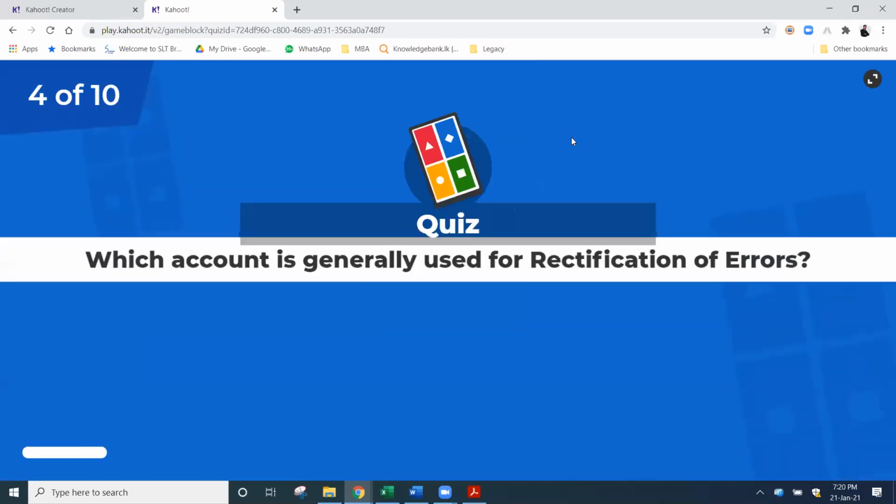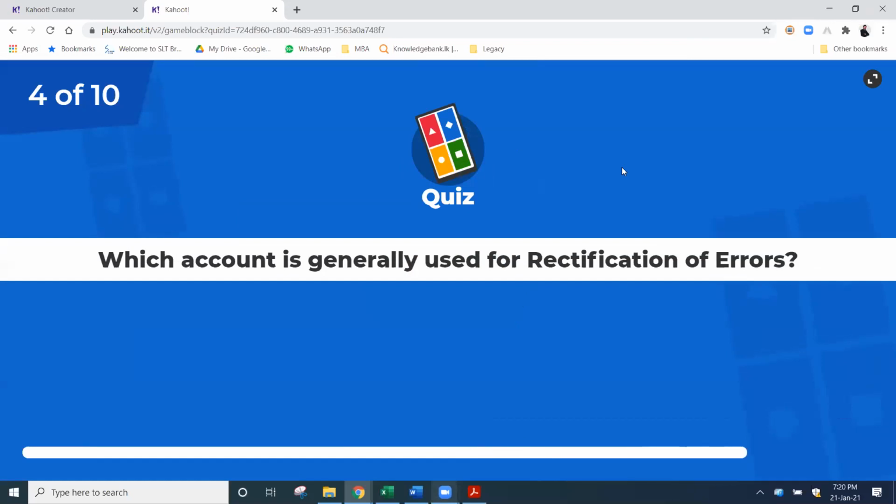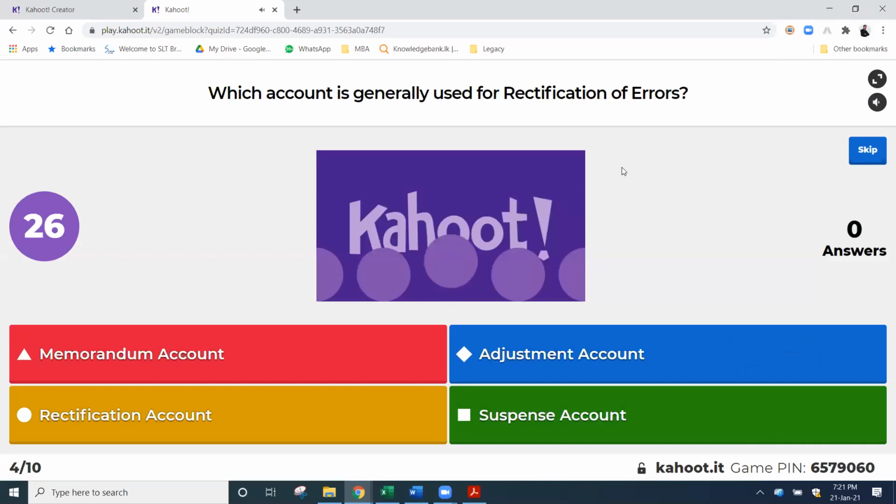Question number 4. Which account is generally used for rectification of errors? Which account is used to rectify the errors?